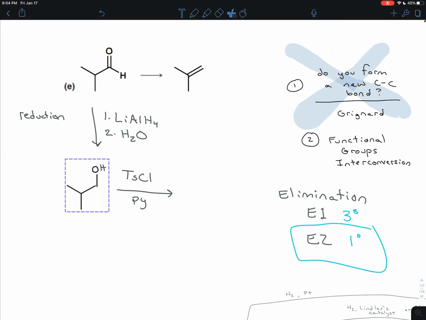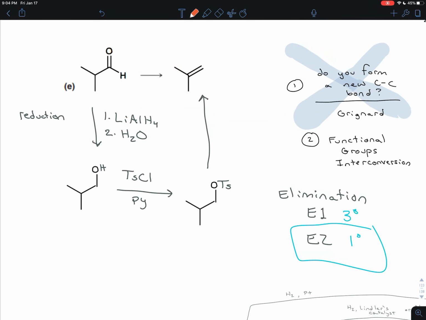After you do that, that will turn into a tosylate. So instead of the H, you'll have that tosyl group. And we drew the structure for that in a previous video. And once you have that awesome leaving group, all you have to do is add your base.